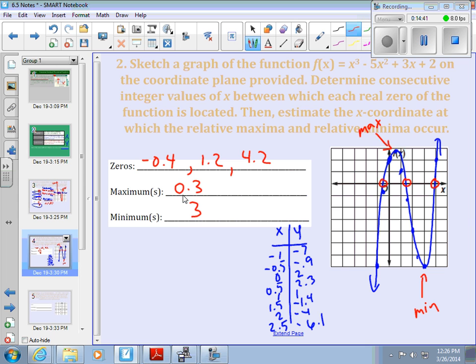For tomorrow, I want you to try out number 3. See if you can do problem 3 tomorrow, and we'll check that when you get to class and see how you did on that one.